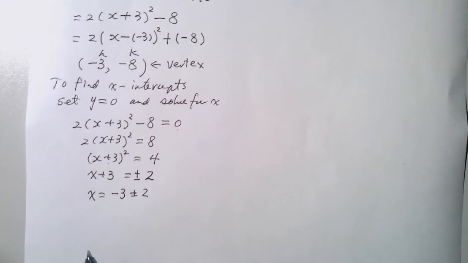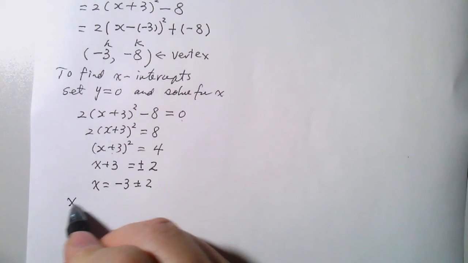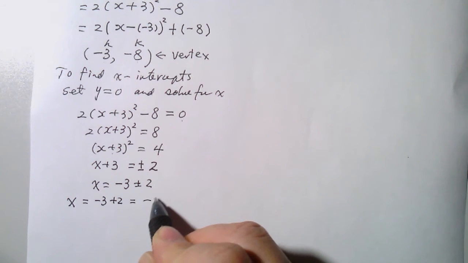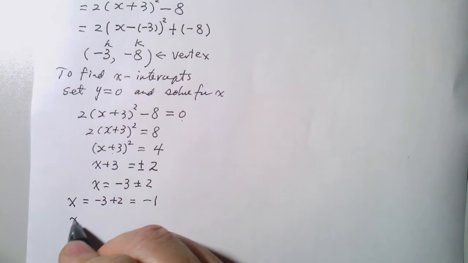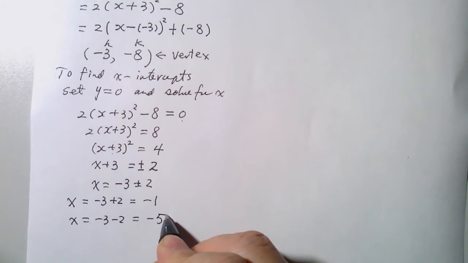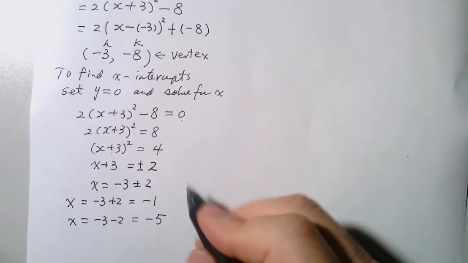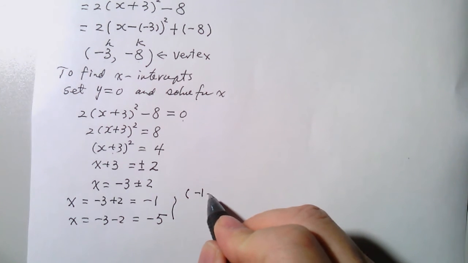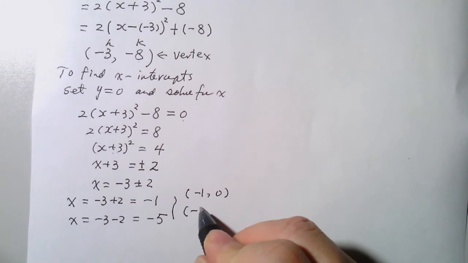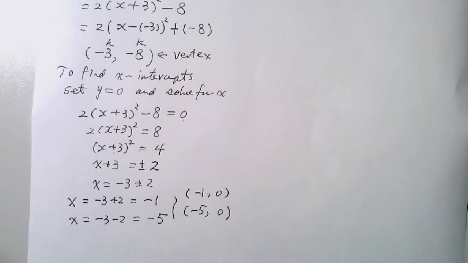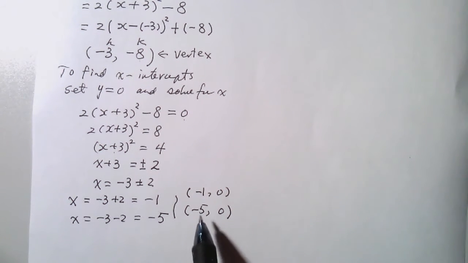Now I can separate this as x equal to negative 3 plus 2, which is negative 1, or x equals negative 3 minus 2, which is negative 5. So now you have the x-intercepts, which are (negative 1, 0) and (negative 5, 0). That's what we have for the x-intercepts.